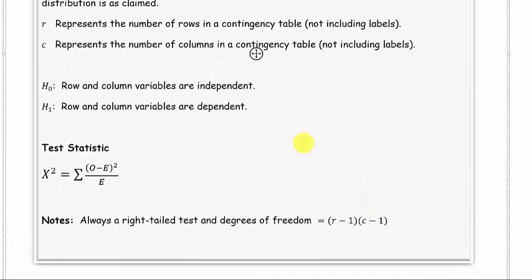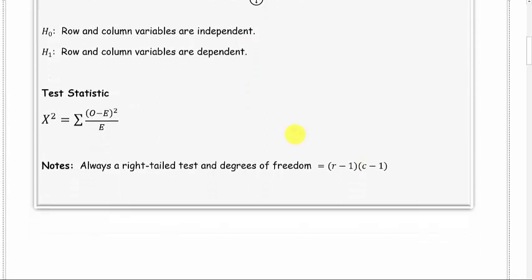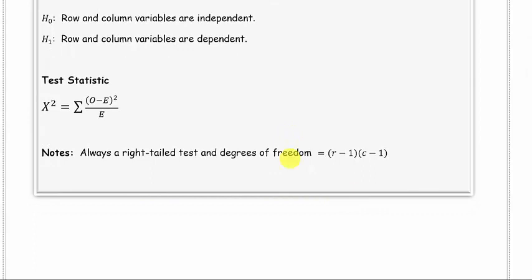The null hypothesis will always be that the row and column variables are independent, and the alternative hypothesis is always going to be that the row and column variables are dependent. The test statistic is the same as it was for goodness of fit. Chi-squared equals the sum of the observed minus the expected squared divided by the expected. This is always a right-tailed test, and the degrees of freedom for this one is (r minus 1) times (c minus 1).